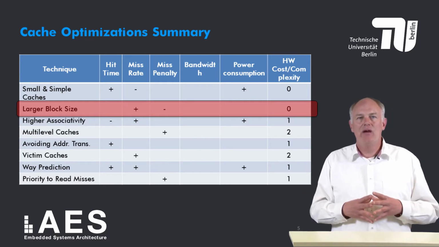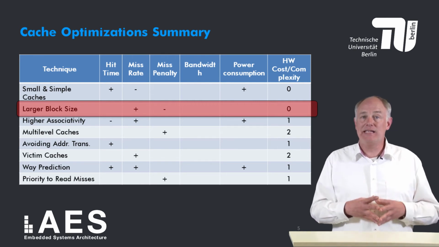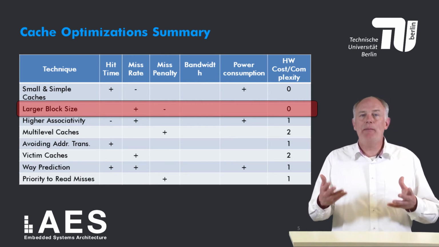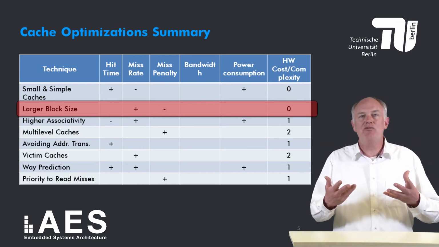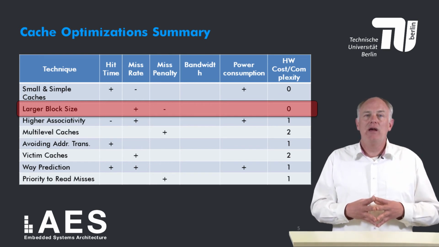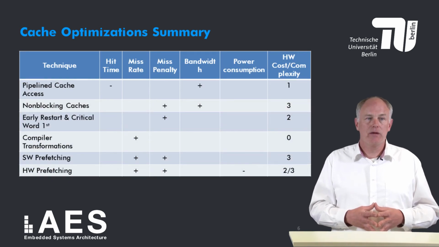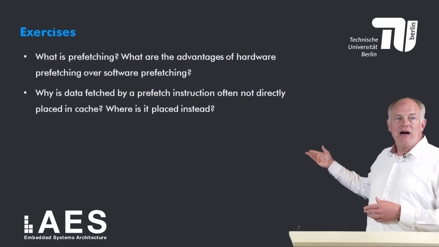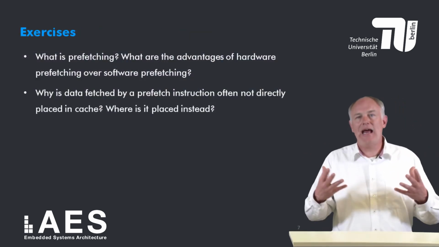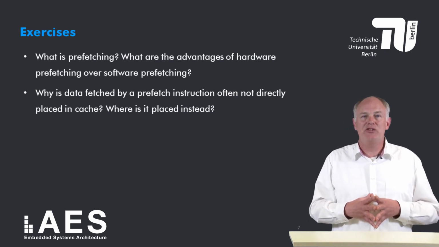Well, it depends. A hit in a direct mapped cache consumes less power than a hit in a set associative cache, but a main memory access dissipates much more power. Therefore, reducing the miss rate is often more important than reducing the power consumption of a cache hit. Here's the rest of the table, and finally some exercises that ask you to explain what prefetching is and why the data loaded by a prefetch instruction is often not directly placed in cache.